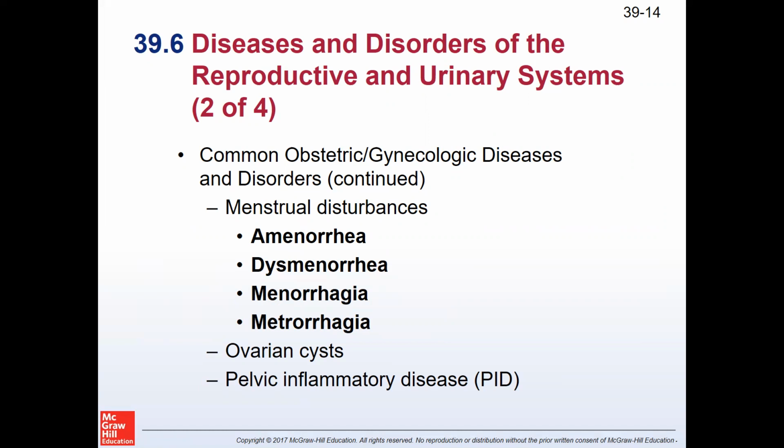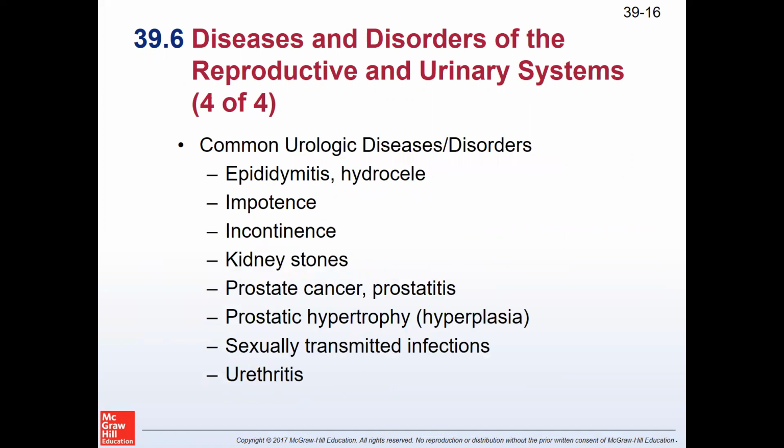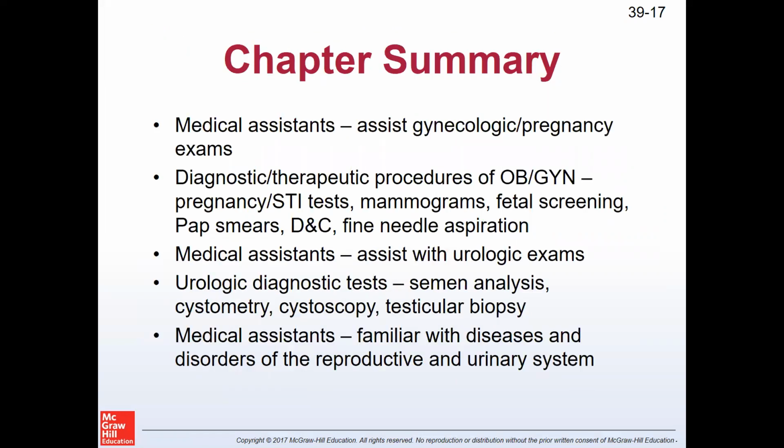You can have pelvic inflammatory disease, polyps, vaginitis is inflammation of that vagina. You can also have impotence, incontinence, kidney stones when it deals with the urinary, and then sexually transmitted diseases. So that is it for chapter 39. We're going to move on to chapter 40.